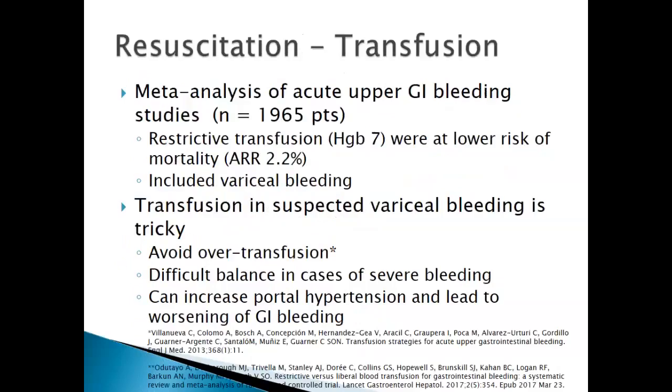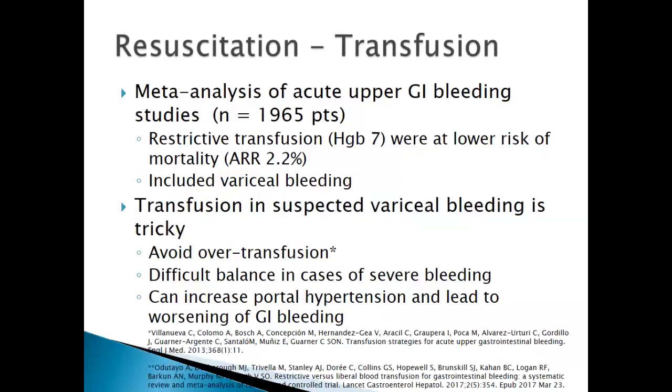Some data to inform our restrictive transfusion strategy: there's a nice meta-analysis of acute upper GI bleeding studies. It looked at 1,965 total patients, and patients that had a restrictive transfusion strategy with a hemoglobin goal of 7 were at lower risk of mortality, with an absolute risk reduction of 2.2%. And this included variceal bleeding.